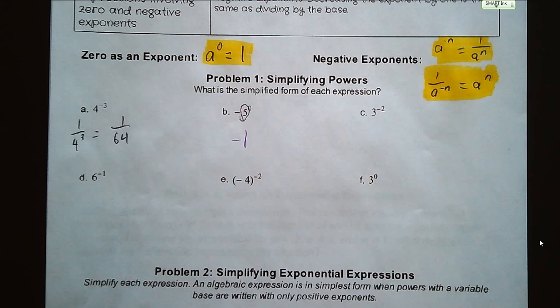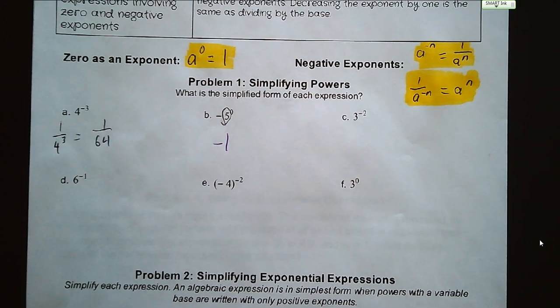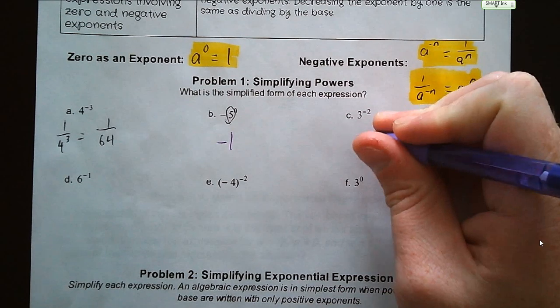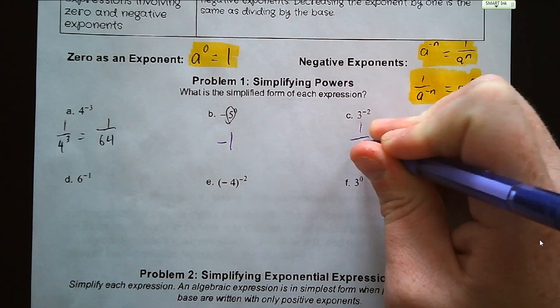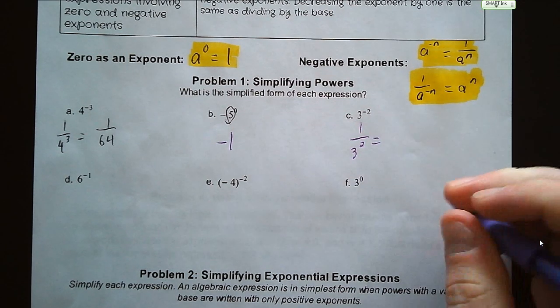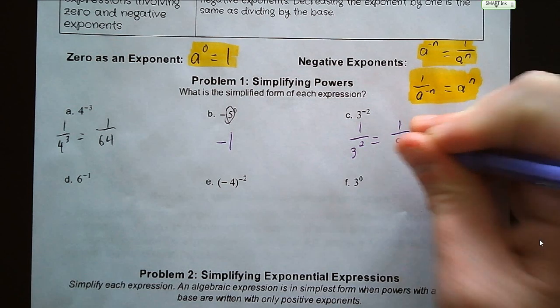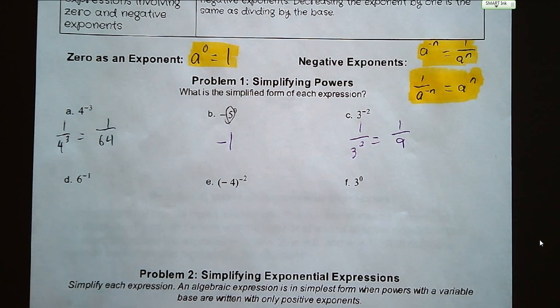Letter C, we have 3 to the negative second power, so we rewrite that as 1 over 3 squared, which then equals 1 over 9. And you can just leave these as fractions. I want you guys to try D through F, and then we will go over them.